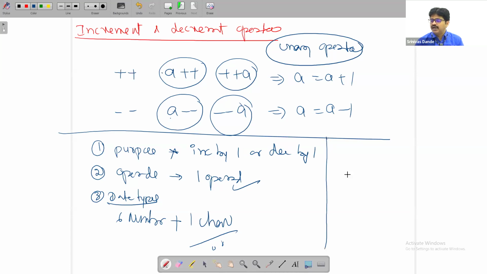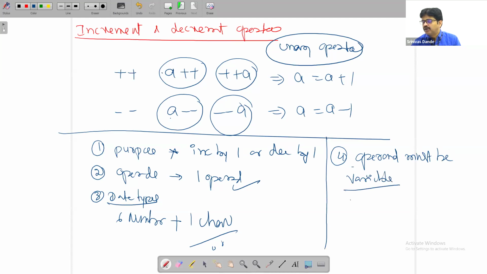And when you write this, another point is the operand must be a variable. Operand cannot be a constant or a value. It cannot be a value. Means, can I say 10 plus plus? You can't say 10 plus plus. How will it go 10 plus plus?